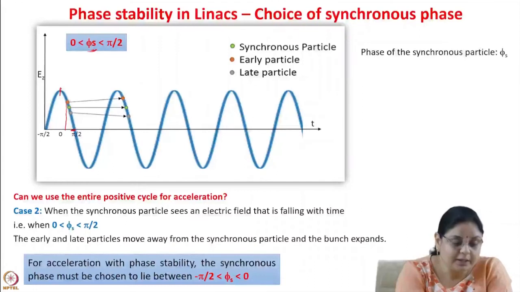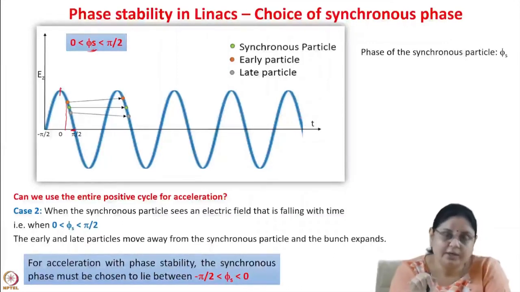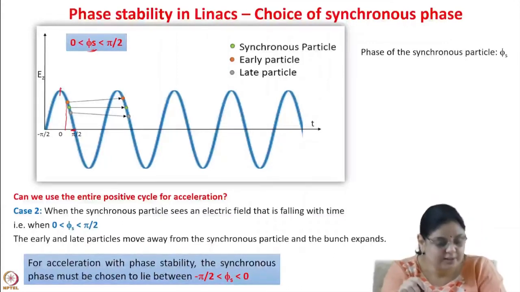Now here the early particle sees a field that is higher than the synchronous particle. So it gains more energy, it moves faster, and in the next cycle it reaches even earlier. Whereas the late particle sees a field lower than the synchronous particle, and it gets a lower energy gain, so it moves with a lower velocity and it reaches even later. So over several cycles, this bunch will spread and eventually the particles will get lost. In other words, we say that there is no phase stability.